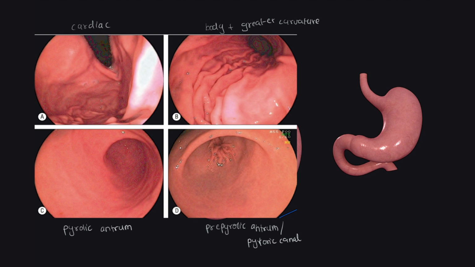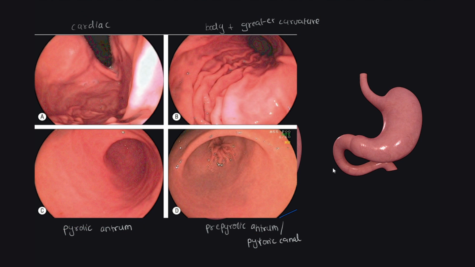Okay, so I want you to look at this image right here. This image is basically the determination of the changes in the gastric mucosa during an endoscopic examination. So as you can see, we are observing the cardiac region, which is somewhere here. Then we have the greater curvature in the body of the stomach, the region that is somewhere here. And then we have the pyloric antrum, the region about here. And then we have the prepyloric antrum near the pyloric canal, that is somewhere here. So in this way, we are observing four different regions inside the stomach.